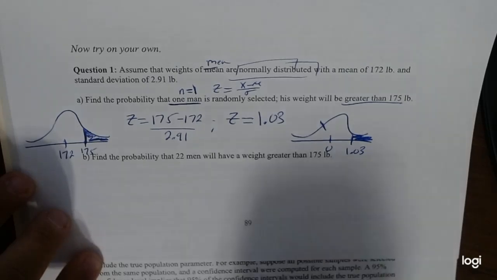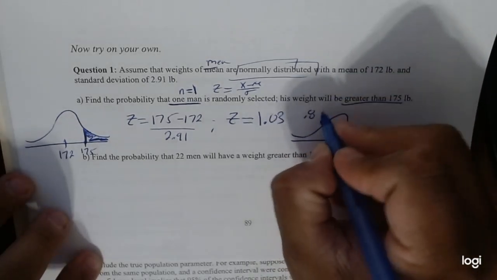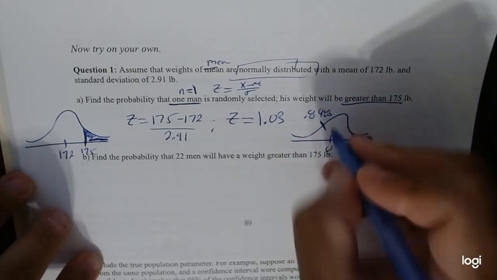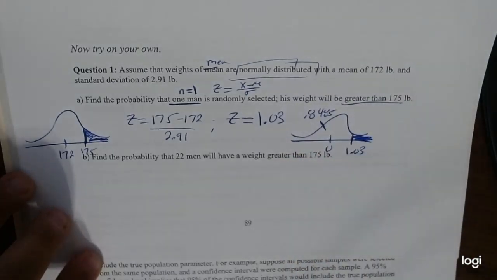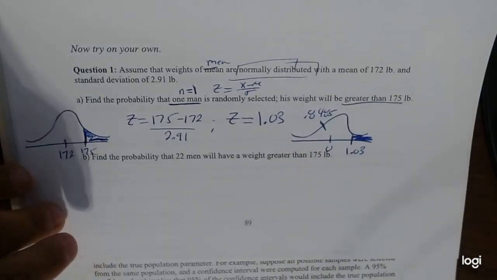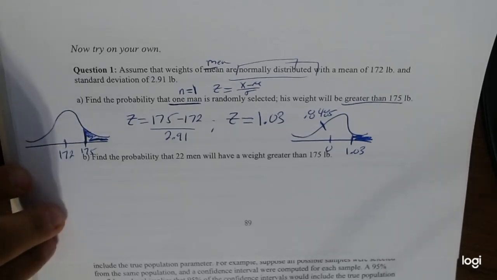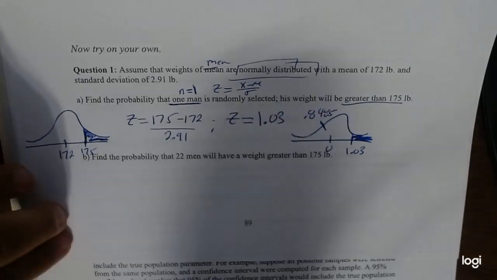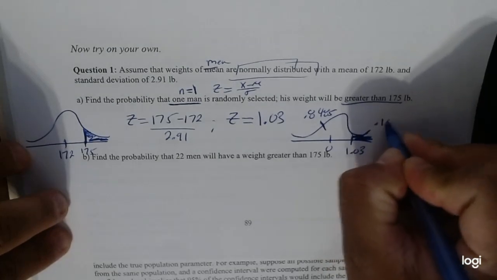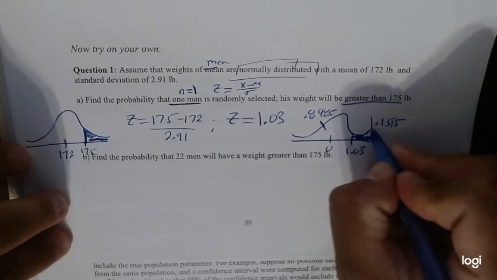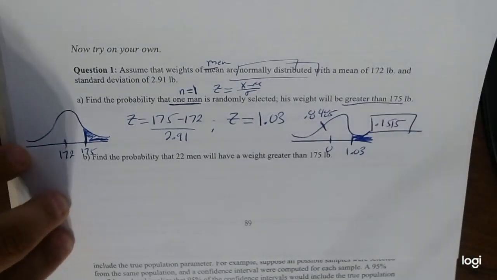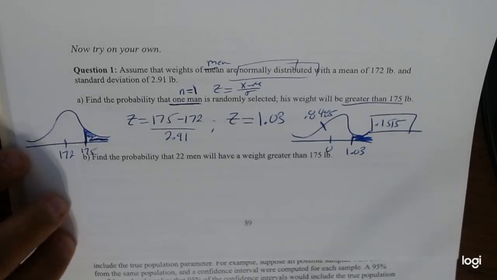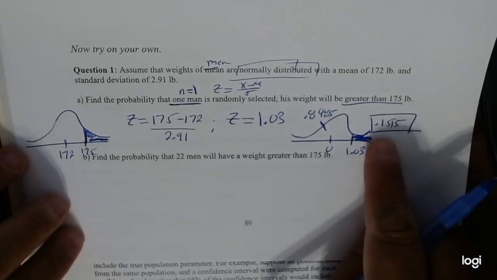it should be 0.8485. And since we want area to the right, we do 1 minus that number, and it should give us our true answer, 0.1515. So this is what we're looking for, right? That's the probability that a man is greater than 175 pounds. So that's your answer.